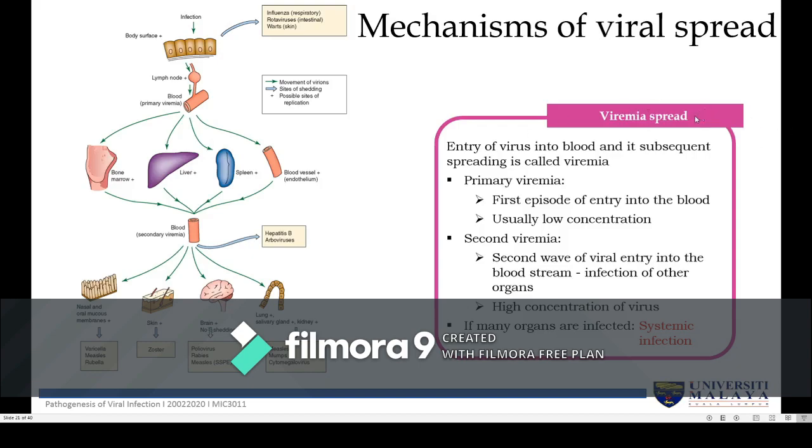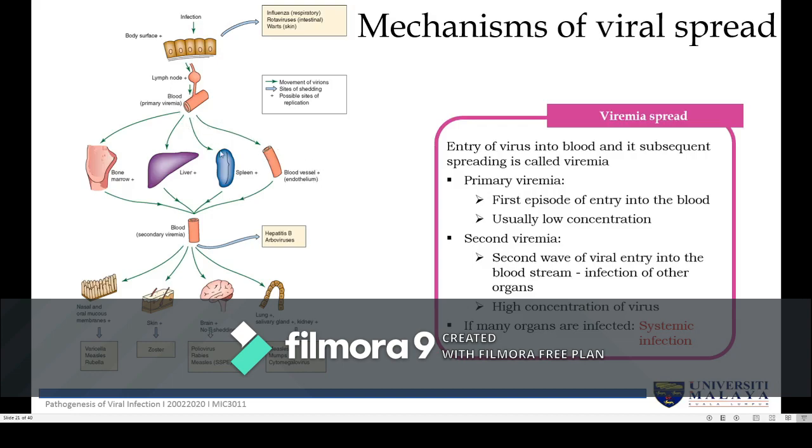So that's when they get into the blood vessels, and of course from the blood vessel it goes all the way into your body. They call it viremia. So when it gets into your body, and subsequent spreading is called viremia. So we have two types of viremia. The primary one is the first one. It's the first episode of entry into the blood.